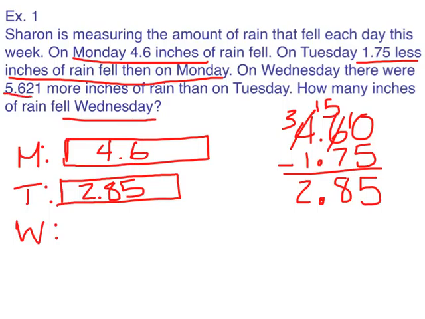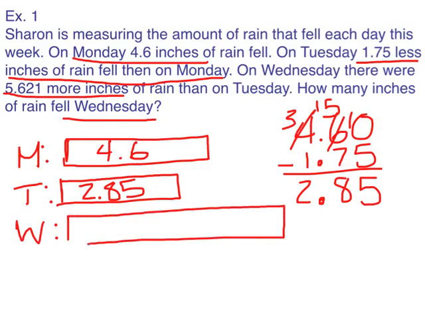On Wednesday, there were 5 621 more inches of rain than on Tuesday. So, does that bar need to be longer or shorter than Tuesday's? It needs to be longer. To find out what's inside of Wednesday's, I need to add 5 621 to Tuesday's total. So, 2 85/100 plus 5 621. Do that now.